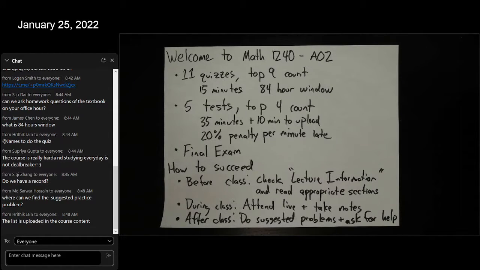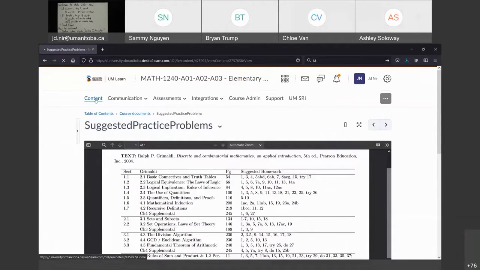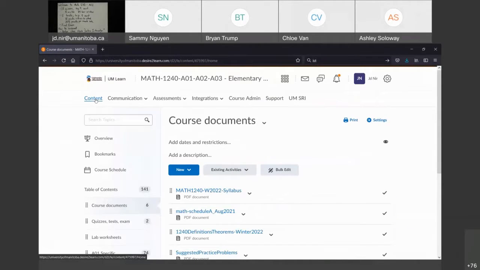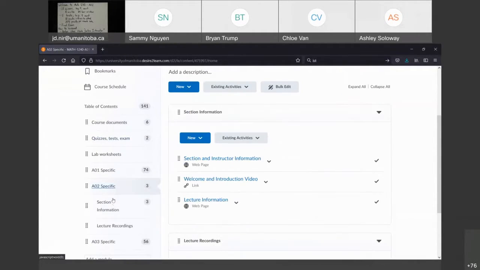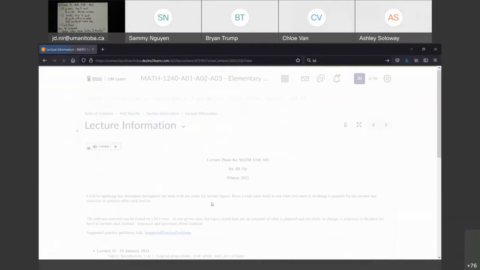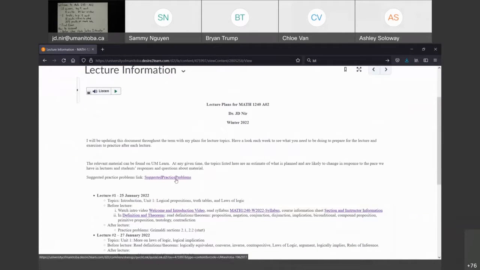So when I say ask for help, what do I mean? Oh, good question. Where can we find the suggested practice problems? They are here on the Learn page under course documents, fourth link down, suggested practice problems. You can also get to it from the lecture information page. This is where I put it. Suggested practice problems are here as well. So a couple different ways to get there.